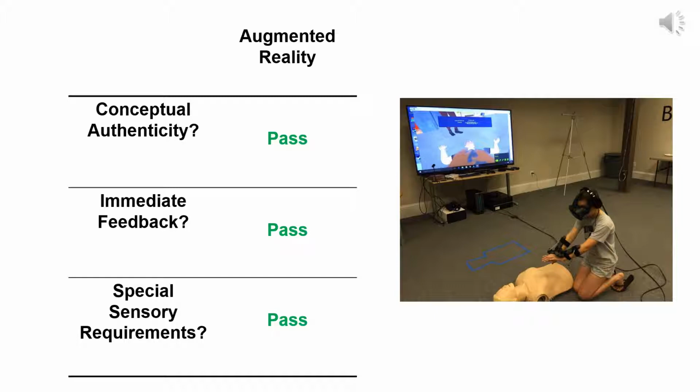Thus, this media would pass the conceptual authenticity assessment because the media simulates the necessary conditions for the learner to apply what they know in a similar job setting. Because the instructor and peers could watch the feed of the learner, immediate synchronous feedback would be available and would also be individualized. Finally, and potentially the most controversial, the special sensory requirements.